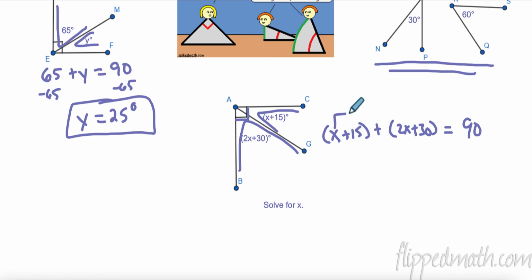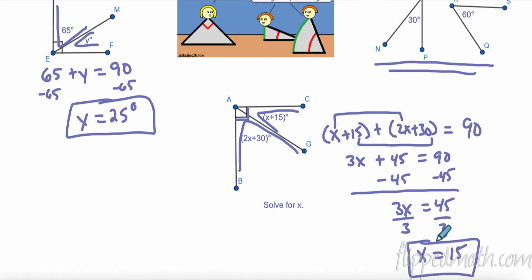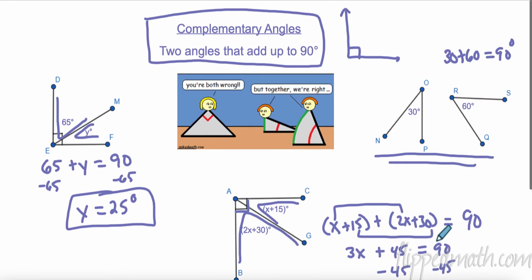So now we need to solve. We can combine some like terms. 3x plus 45 equals 90. We can subtract 45 from both sides. So 3x equals 45. And then we can divide by 3. And in the last step, we find that our x is 15. Okay, so complementary, they add up to 90.